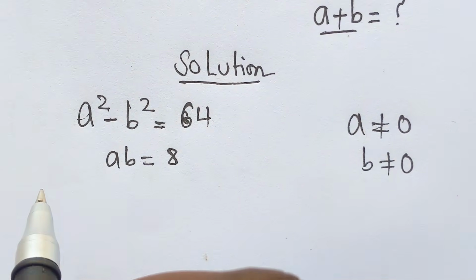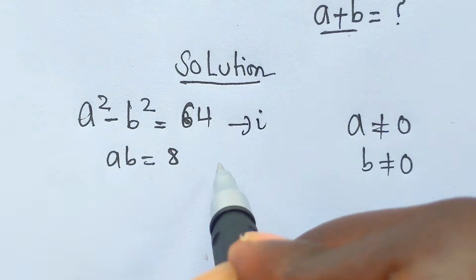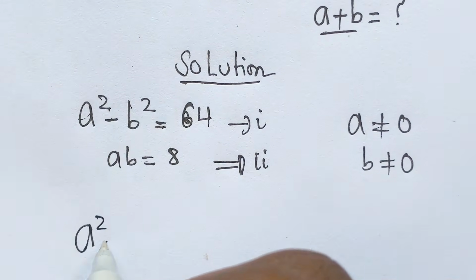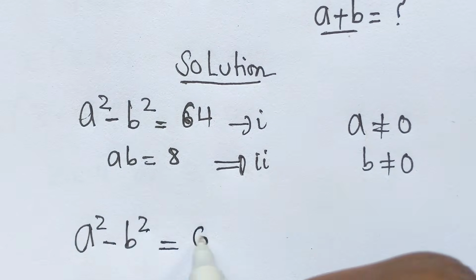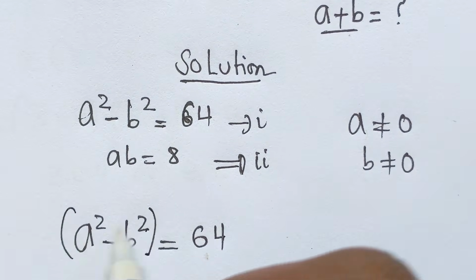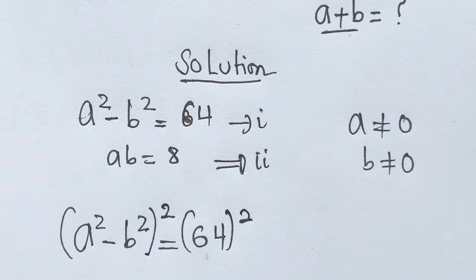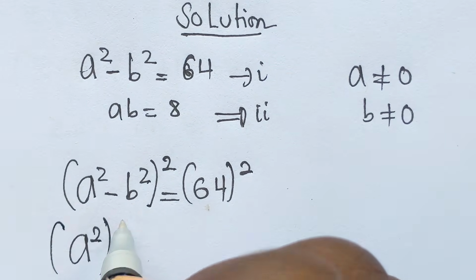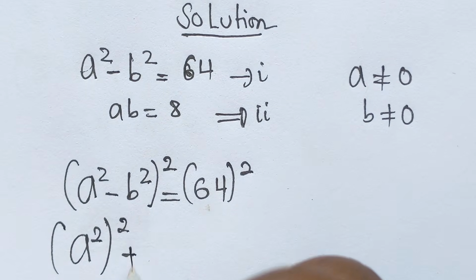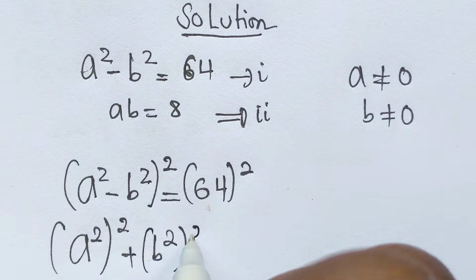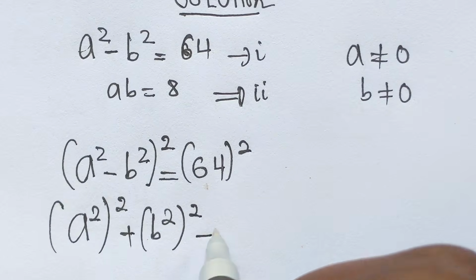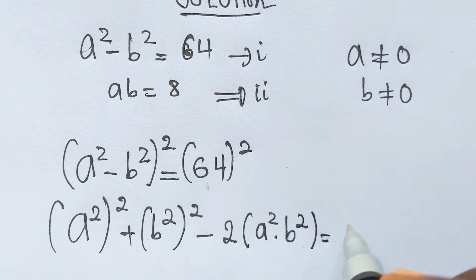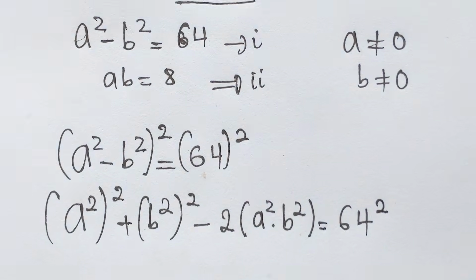Right, then what are you going to do first? This is equation 1 and this is equation 2. a squared minus b squared is equal to 64. Then let us square both sides to get what here? That is a squared, then squared, then here plus b squared, and here squared, minus 2 a squared times b squared is equal to 64 squared.